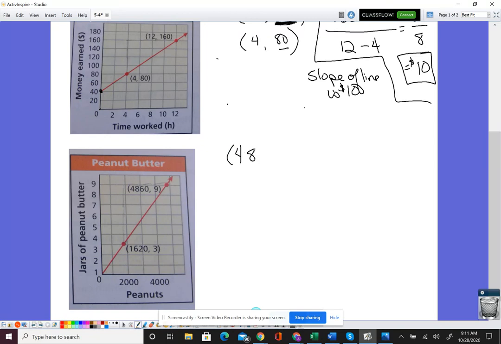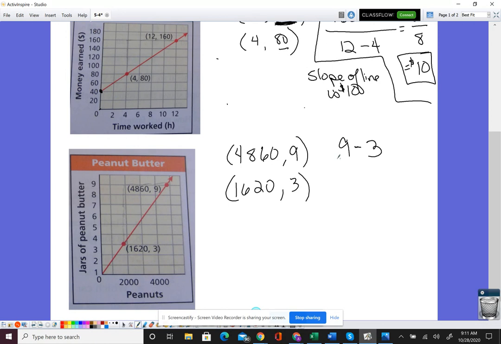So 4860, comma 9, 1620, comma 3. This is the number of peanuts and the jars of peanut butter. So 1,620 peanuts make 3 jars. 4,860 peanuts make 9 jars.